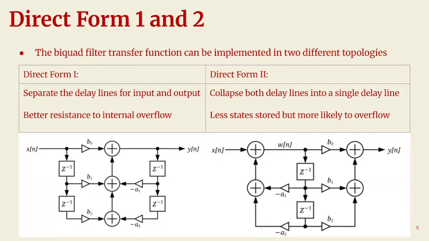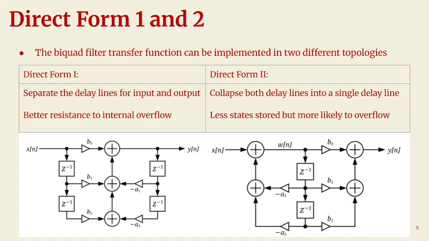This transfer function is typically implemented in two topologies known as direct form 1 and direct form 2. It is good to note that there are two other forms called transpose form 1 and transpose form 2, which are better for floating point designs, which are not very feasible for DSP applications on an FPGA. So back to direct form 1.